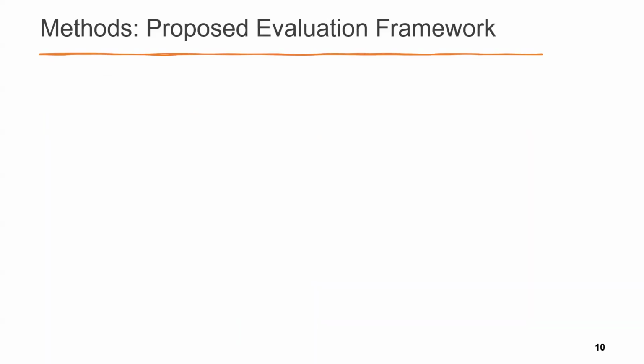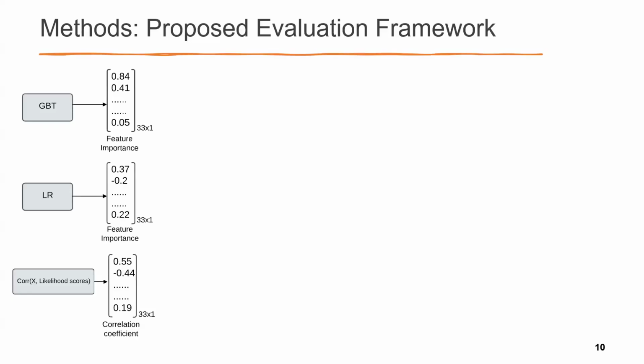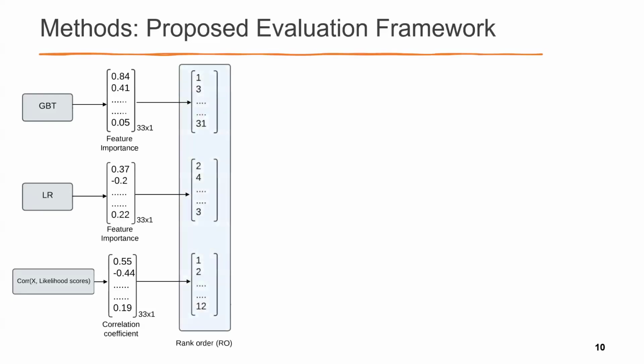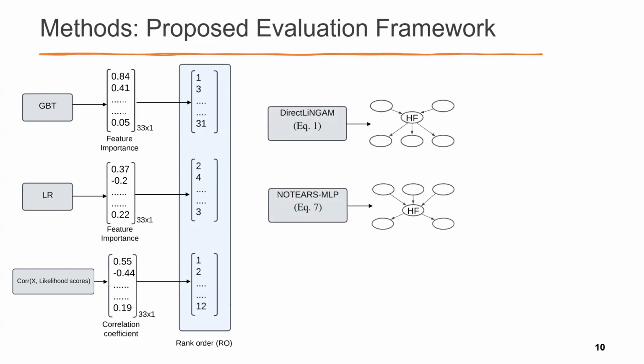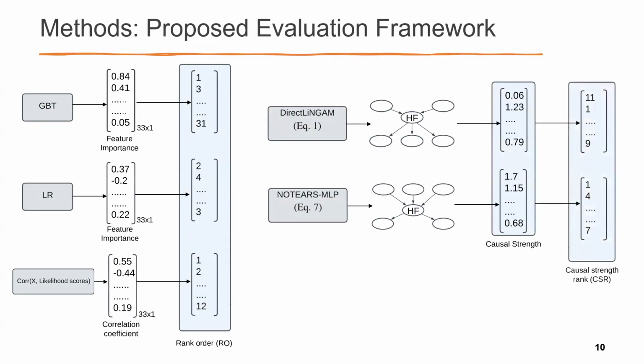To evaluate our study, we propose our evaluation framework. First, we calculate the correlation between features and the heart failure likelihood score to get the correlation coefficient. And also from the machine learning models, GBT and logistic regression, we can get two different feature importances. For all these feature importances and correlation coefficients, we can get the rank order from them. Also, for our chosen CSD models, we get the causal strength from these two models, and also we can get a causal strength rank.